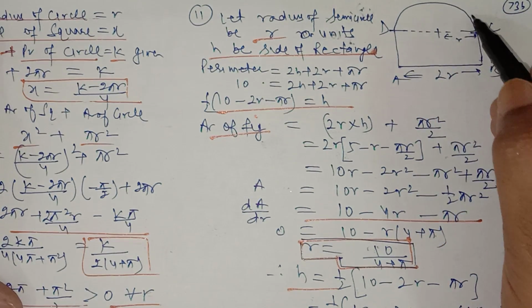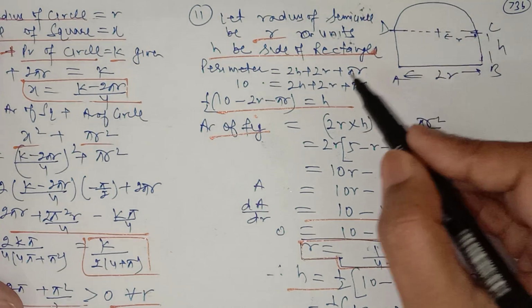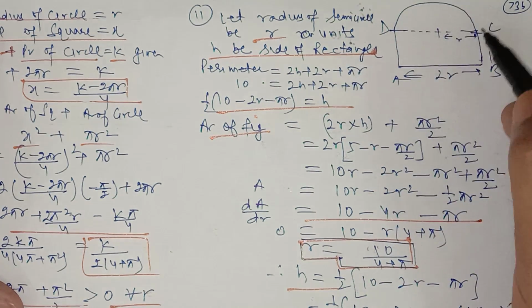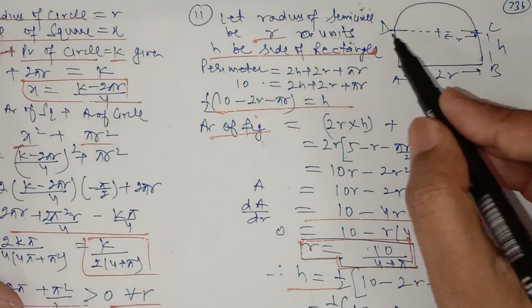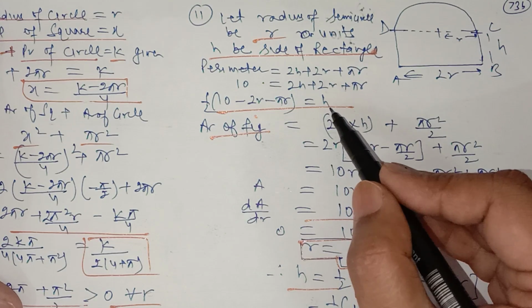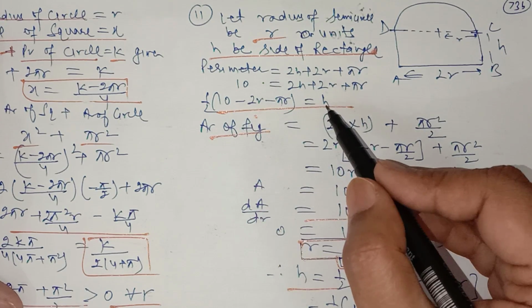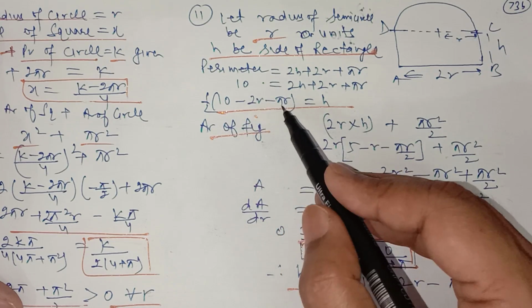So the perimeter is given, which is equal to h plus 2r plus h plus 2 pi r upon 2. The perimeter of the semicircle is 2 pi r upon 2, which comes out to be pi r. This is 2h, this is 2r. So you have got the relationship between h and r, or find the value of h, which is coming out to be half of (10 minus 2r minus pi r).